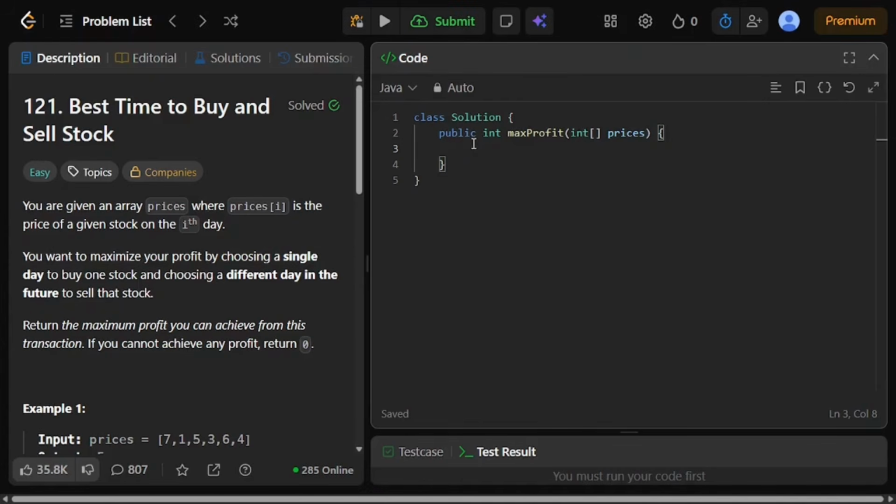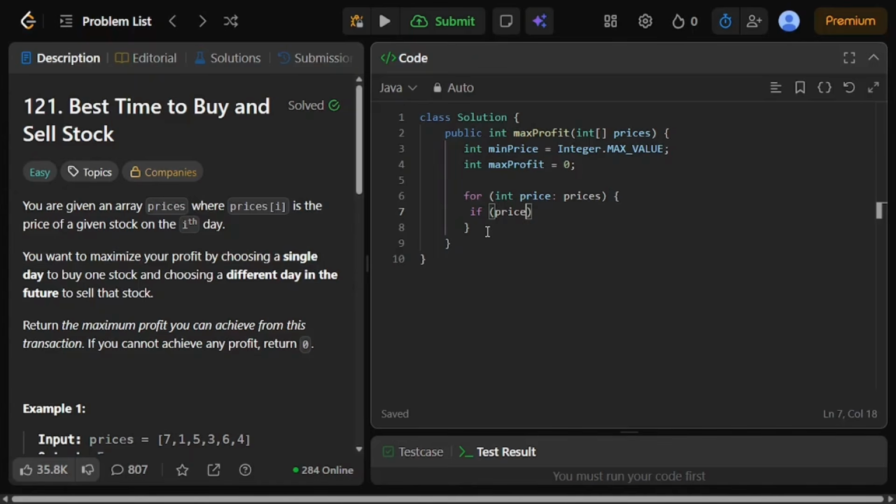Let's now implement our logic in the form of code. First of all, I'll be declaring the min price variable and initializing it with Integer.MAX_VALUE. Next, max profit variable. Now I'll traverse the array, fetching each element one by one. The first condition, if my current price is less than the min price, I'll update my min price. Meaning if my min price is more than my current element, then update the min price to the current price.